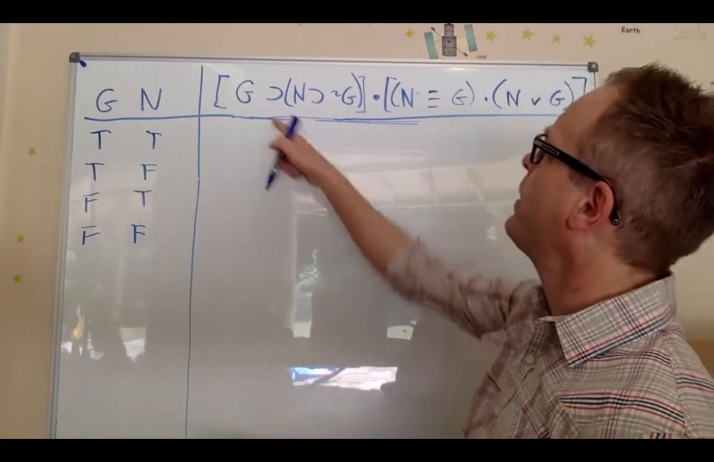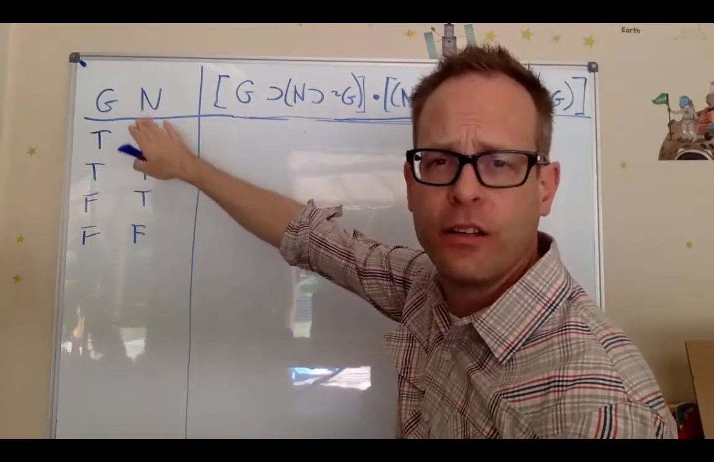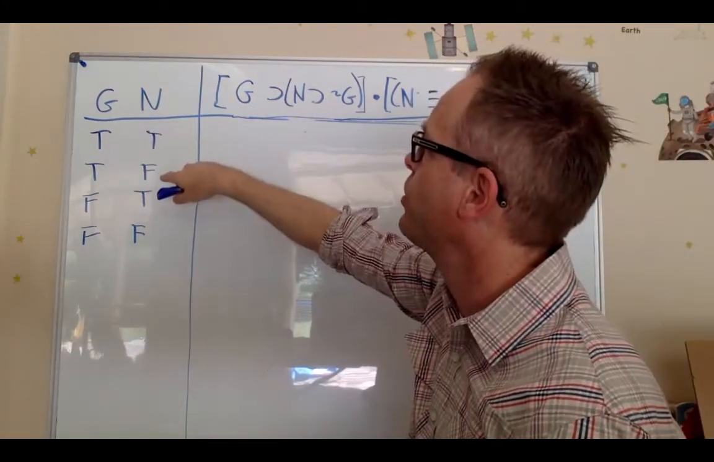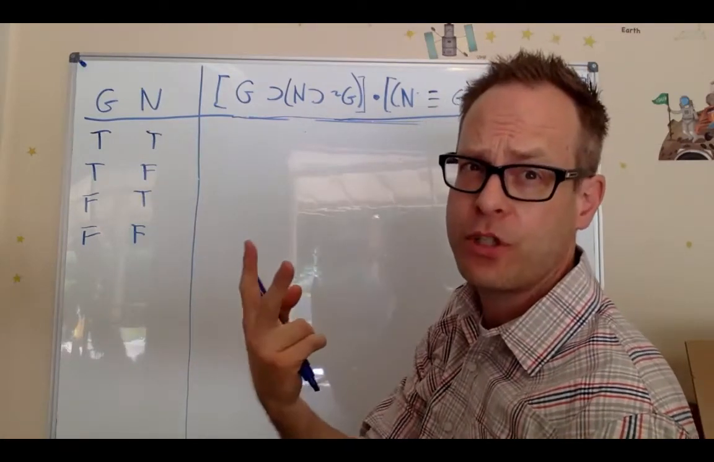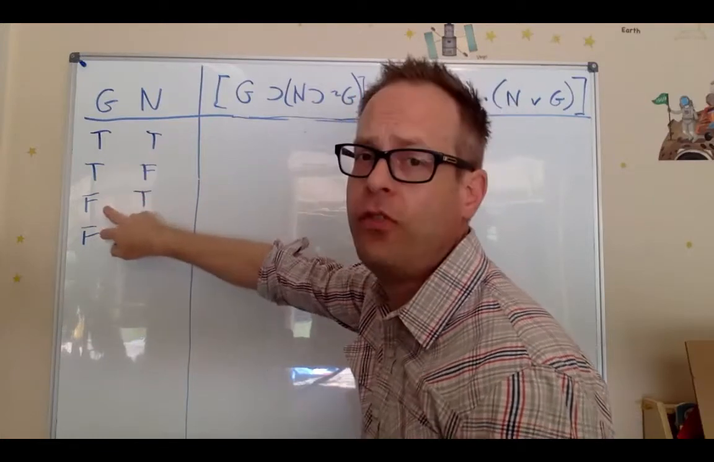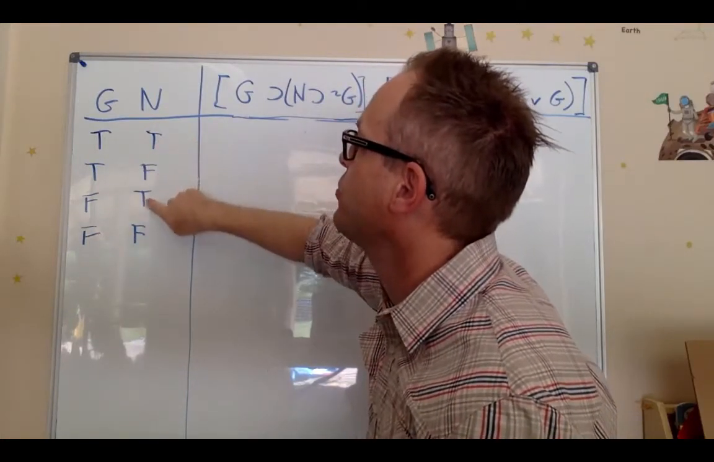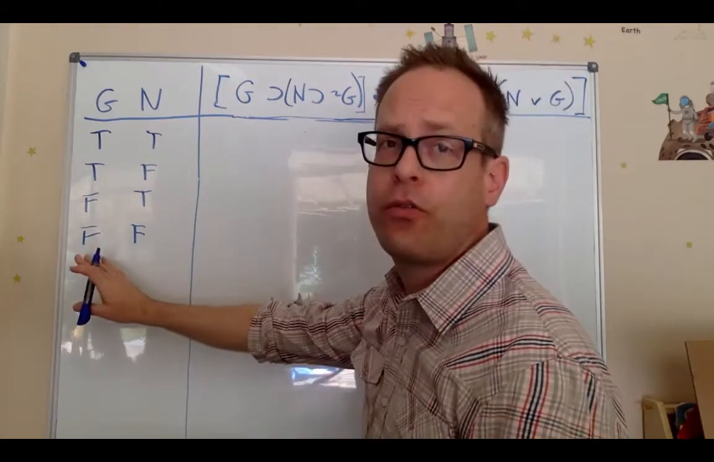Remember, we just count out the number of letters that we have here. We have a G and an N, so I'm going to put them over here on the left-hand side in alphabetical order. Count up the number of letters I have, which is 2. That tells me I'm going to have 4 rows. I'm going to have 2 true, 2 false, and then when I move over one more to the N, I'm going to get true, false, true, false. Okay, so now I'm going to go through the process.